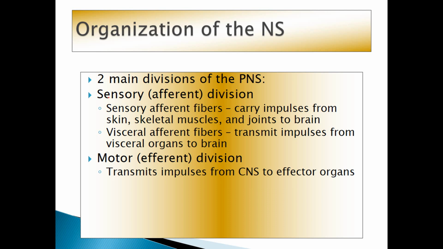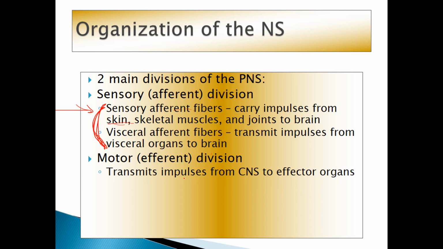All right, so we have the sensory or the afferent division. It carries impulses from the skin, skeletal muscles, and joints to the brain. That is our sensory afferent fibers. Visceral afferent fibers will transmit impulses from visceral organs to the brain. So the sensory has these 2 components. We're going to come back to this later to talk about referred pain.